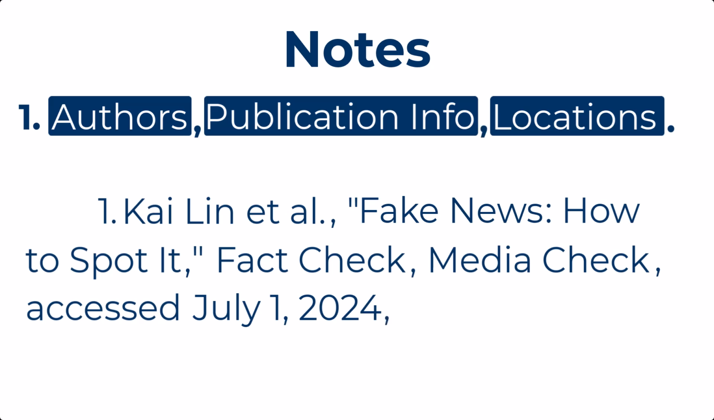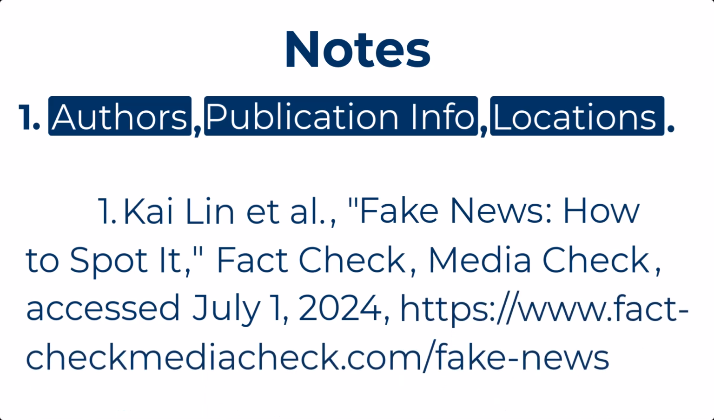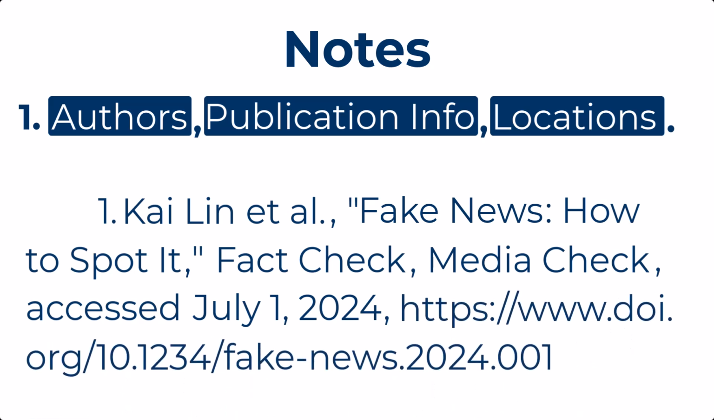So add a comma to separate the publication section from the last section of the note, the location section. The last section contains digital location information, so add either a URL or DOI to help your reader locate the cited article. Then add a period. And that's it. You now know how to create a Chicago or Turabian-style note for a website article.